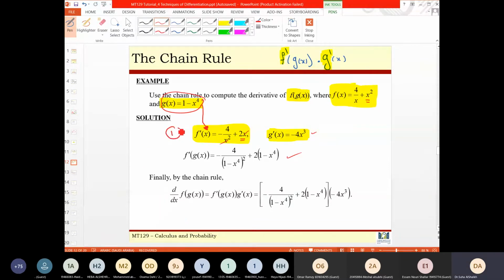First step, I get F dash and G dash. The second step, inside F dash I put G. The third step, I multiply this and this. I multiply F dash of G with G dash and this will be the derivative, as you can see. You got it?